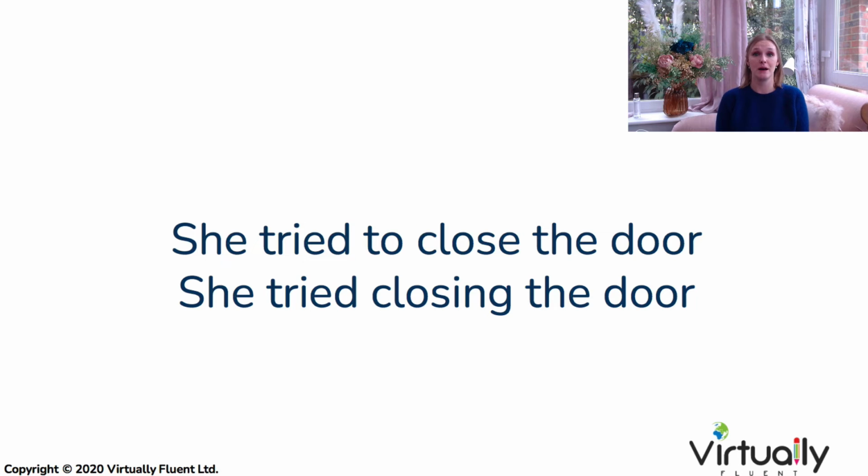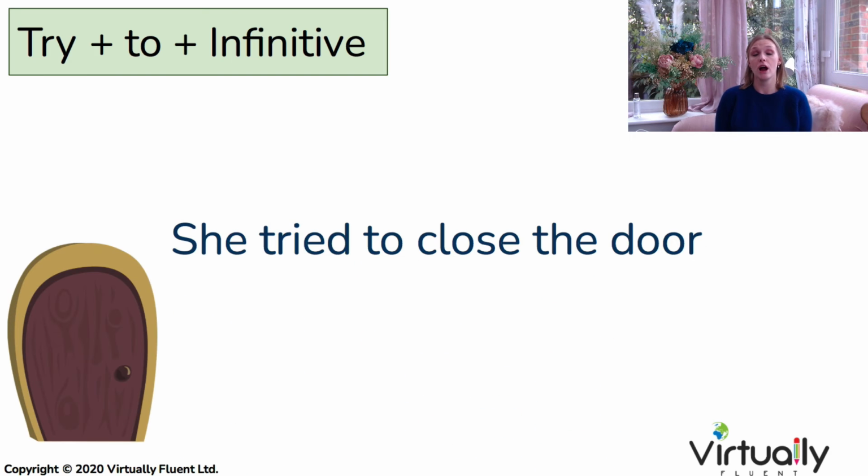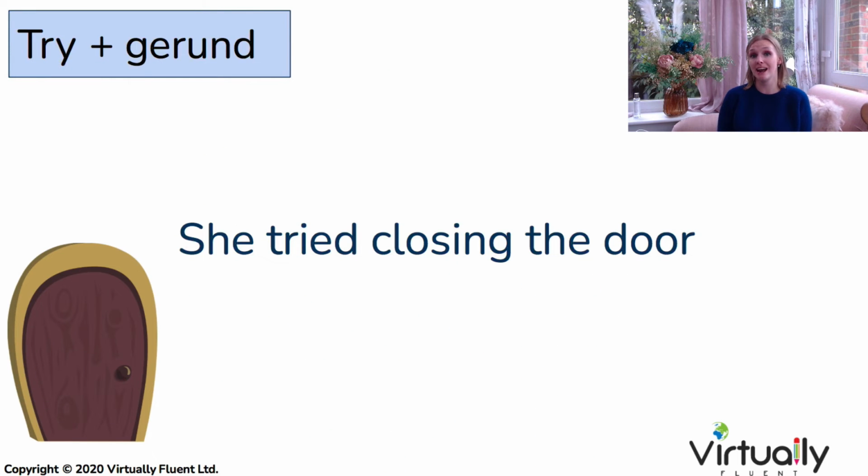And our next verb is try. So try with to plus infinitive means that something is difficult to do, but you are attempting it. For example, she tried to close the door even though something was in the way, blocking the door from being closed. Try plus gerund is where you have a problem and you are listing some potential solutions to that problem.